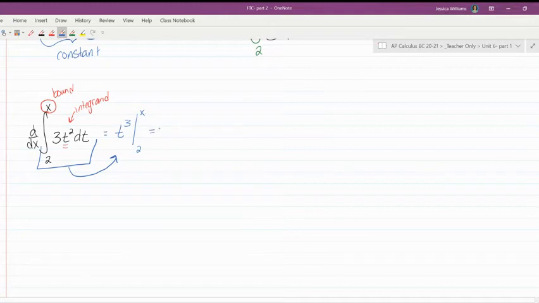Evaluating from 2 to x means I'm going to replace my variable t with my variable x, and then I'm going to replace my variable t with a 2. I know that's 8. You know that's 8. It doesn't matter. I'm going to leave it because I'm not done. I still have this derivative to take, so I'm going to throw that here, and I'm going to throw that here. Okay, well, so let's go take that derivative.